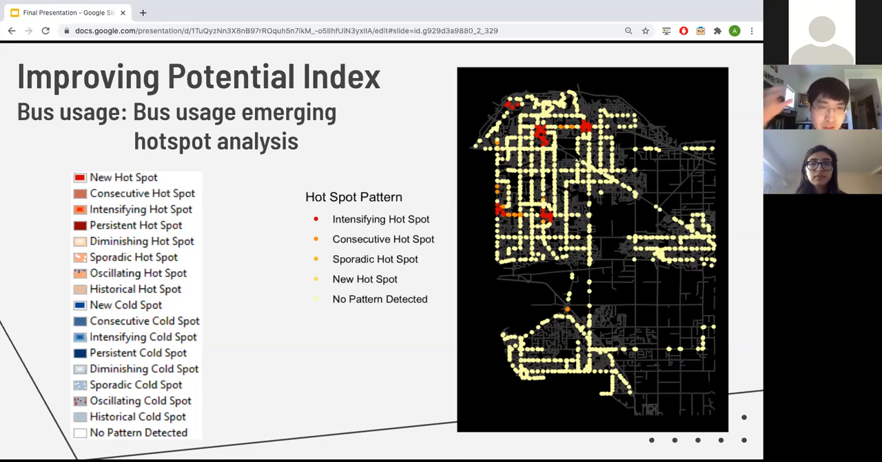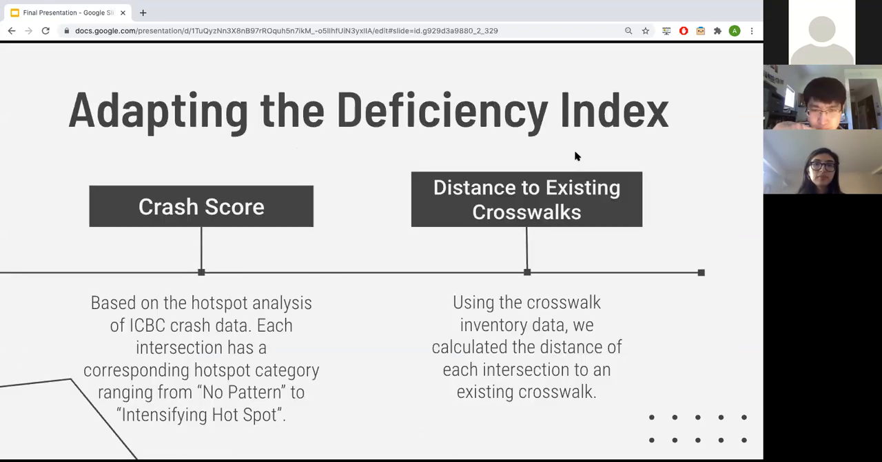All right, so for the bus usage, we're trying to incorporate the result from emergent hotspot analysis into our factor indices. Okay, and then the next one. For the deficiency index, I will focus here on crash score and also the measure related to the distance to the existing crosswalk.